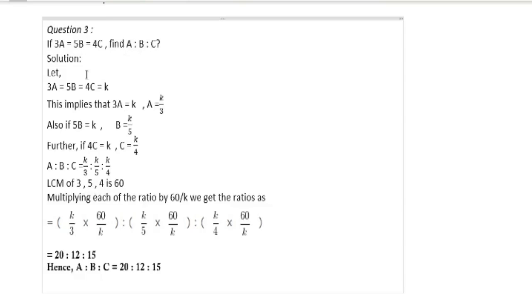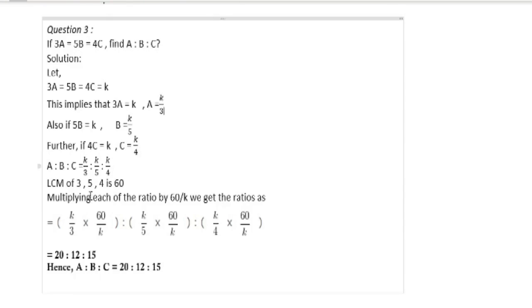For finding the ratio, first we let 3a equal to 5b equal to 4c equal to k. For our convenience, we take it as a variable k. So each of these quantities is equal to k. So 3a equal to k, 5b equal to k and 4c equal to k. First, 3a equal to k, so you get a equal to k by 3. Second, 5b equal to k, so b equal to k by 5. And third, 4c equal to k, so c equal to k by 4.